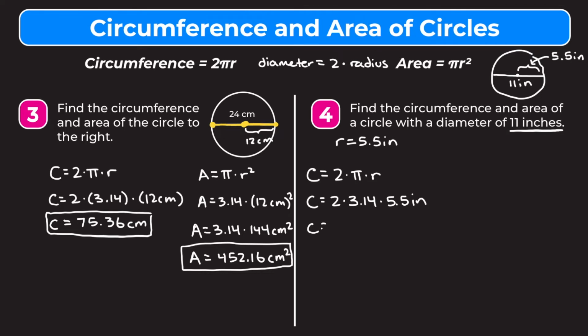And we're going to plug this into our calculator. 2 times 3.14 times 5.5. And we should get a circumference of 34.54 inches.